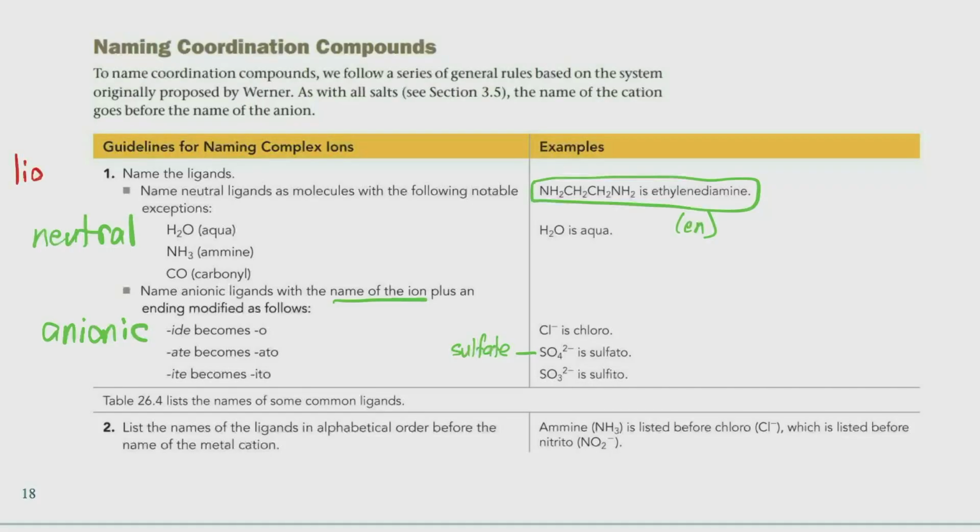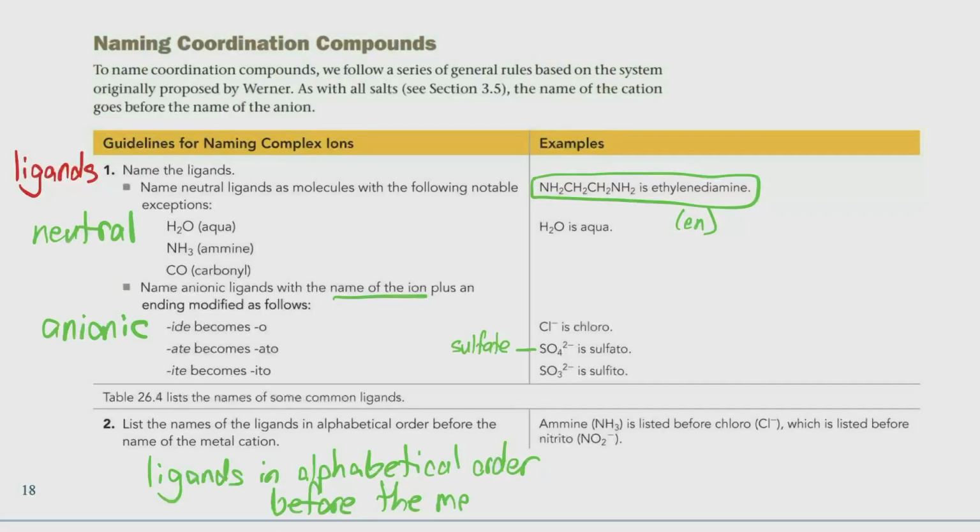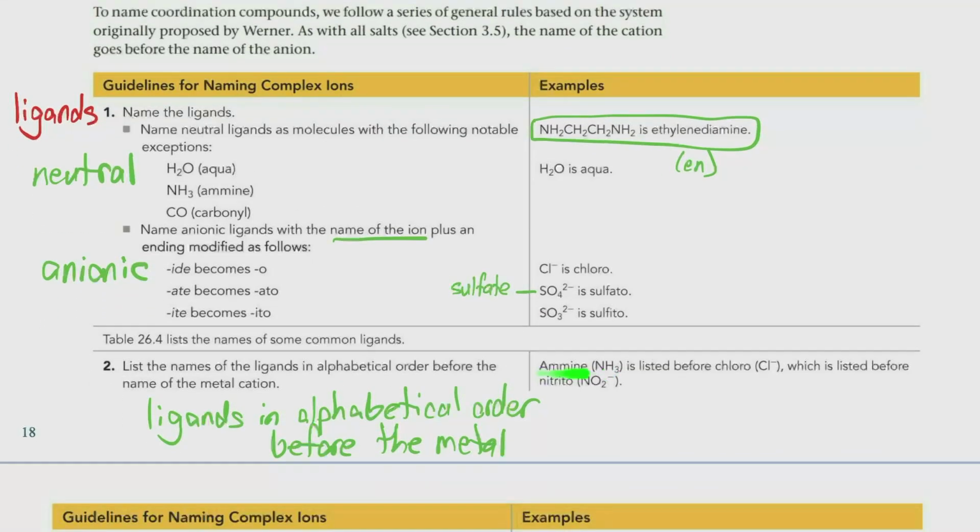Okay, so that's our ligands. And when we're listing them out, we list the name of the ligands in alphabetical order before the metal. So for example, NH3 amine is listed before chloro, which is listed before nitrito, since A comes before C and C comes before N. So that part of it at least is not too crazy.